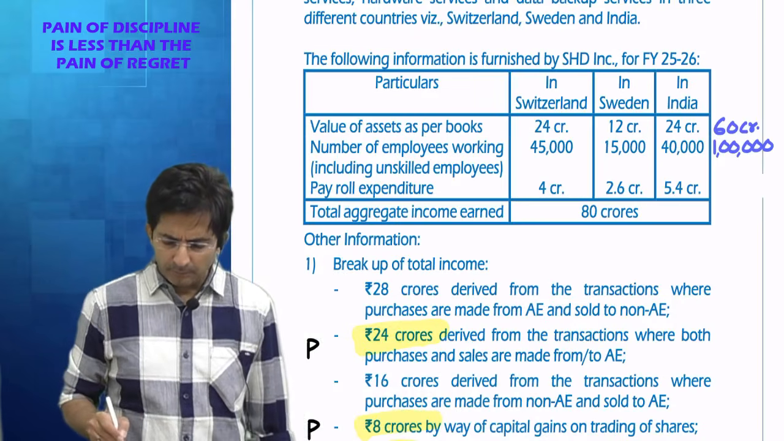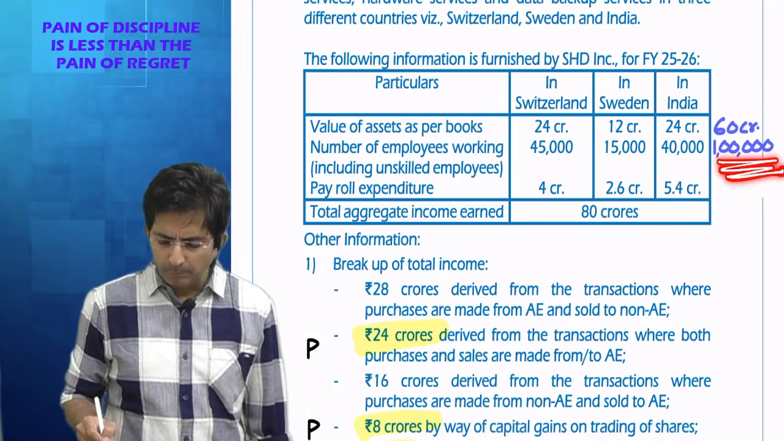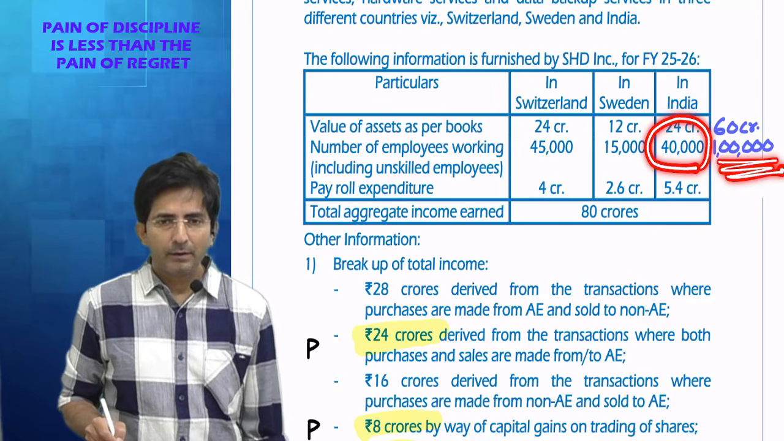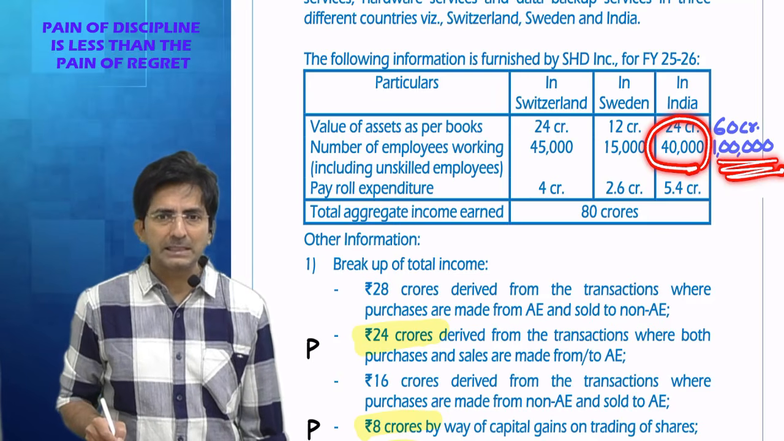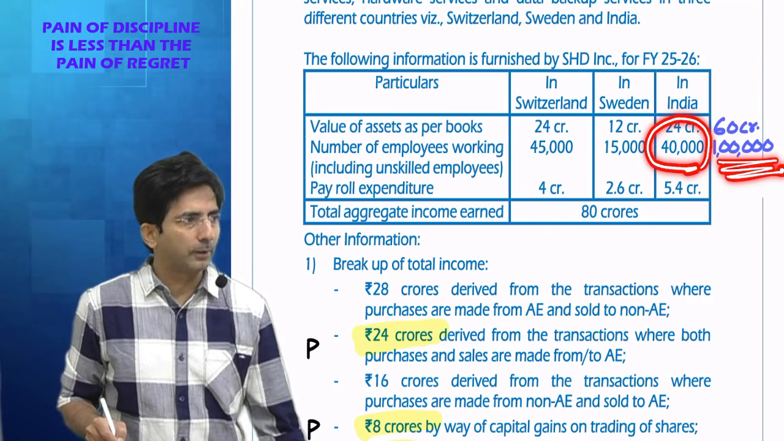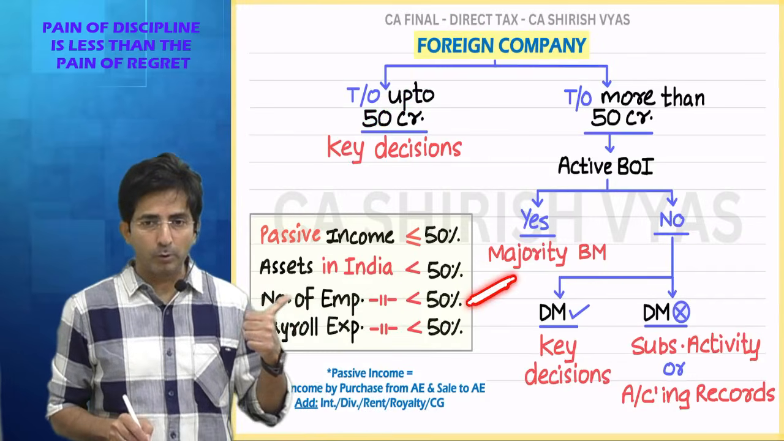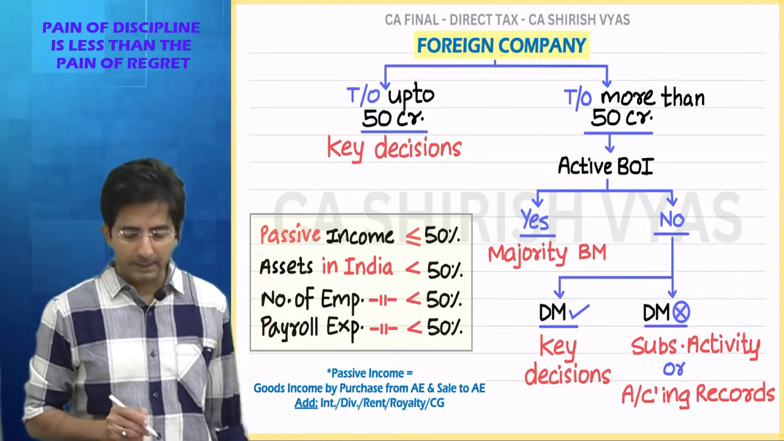So tell me, in all, the number of employees is 1 lakh. Out of which, how many are in India? 40,000. So it's less than 50%. 40,000 compared to 1 lakh is less than 50%. So even this criterion, number of employees, we have fulfilled. What is the fourth criterion?